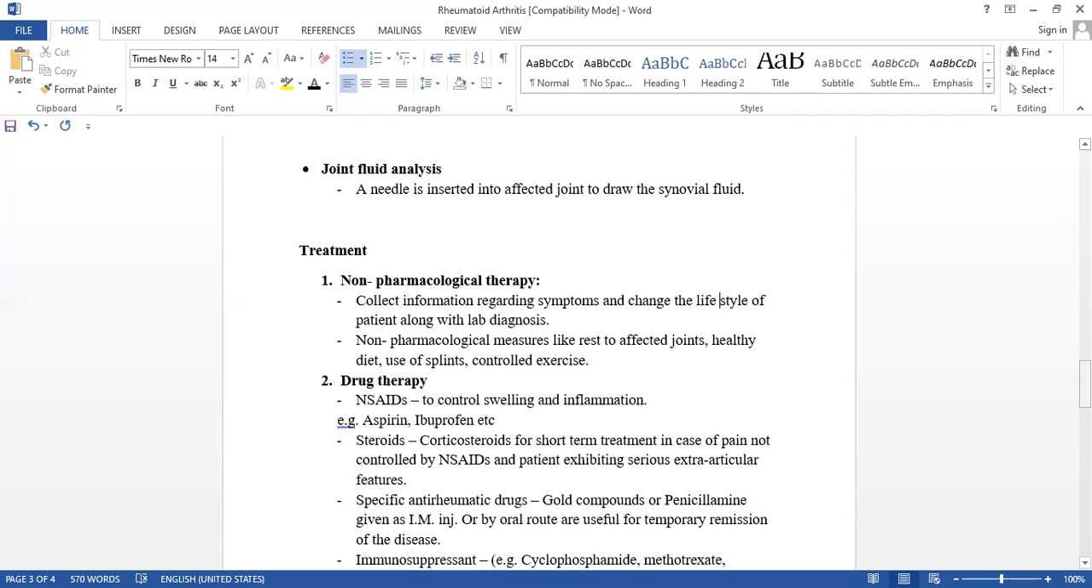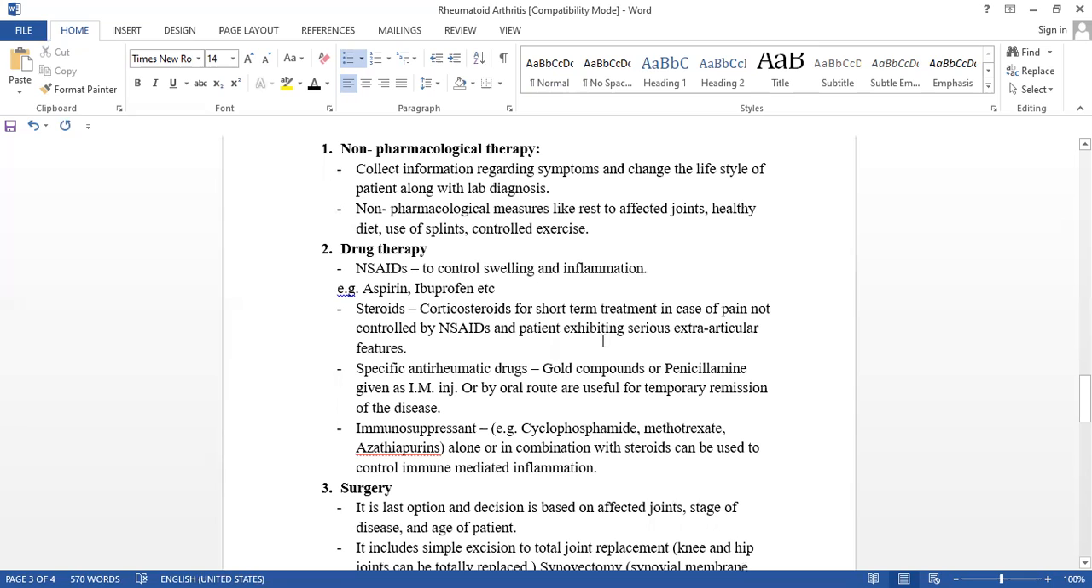Now see the steroids. If the patient can't control the pain, at that time we have to give steroids along with the NSAID. Corticosteroids for short-term treatment. Do not use long-term. These are the worst drugs. So one stroke, that is sufficient.